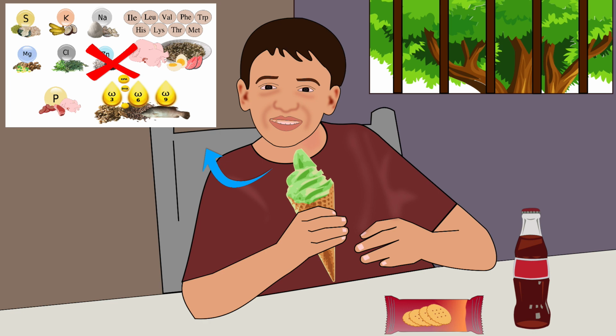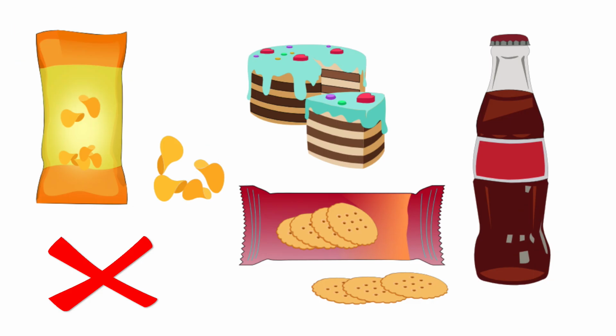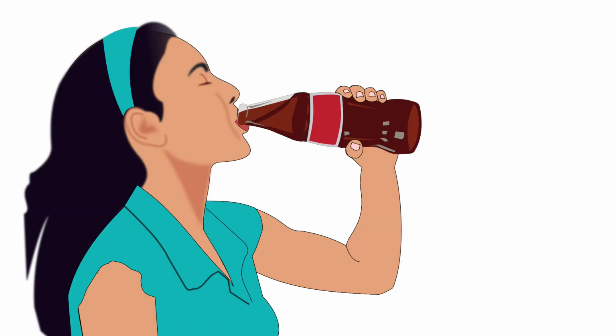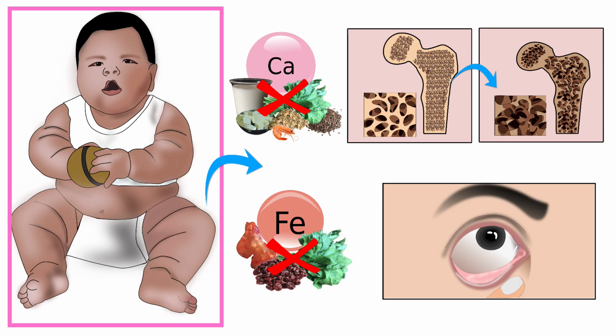We cannot get adequate amounts of these nutrients from nutrient-poor foods. Such foods, even in large amounts, can satisfy only the feeling of hunger. However, we can be deficient in one or more of the essential nutrients. This is known as hidden hunger.